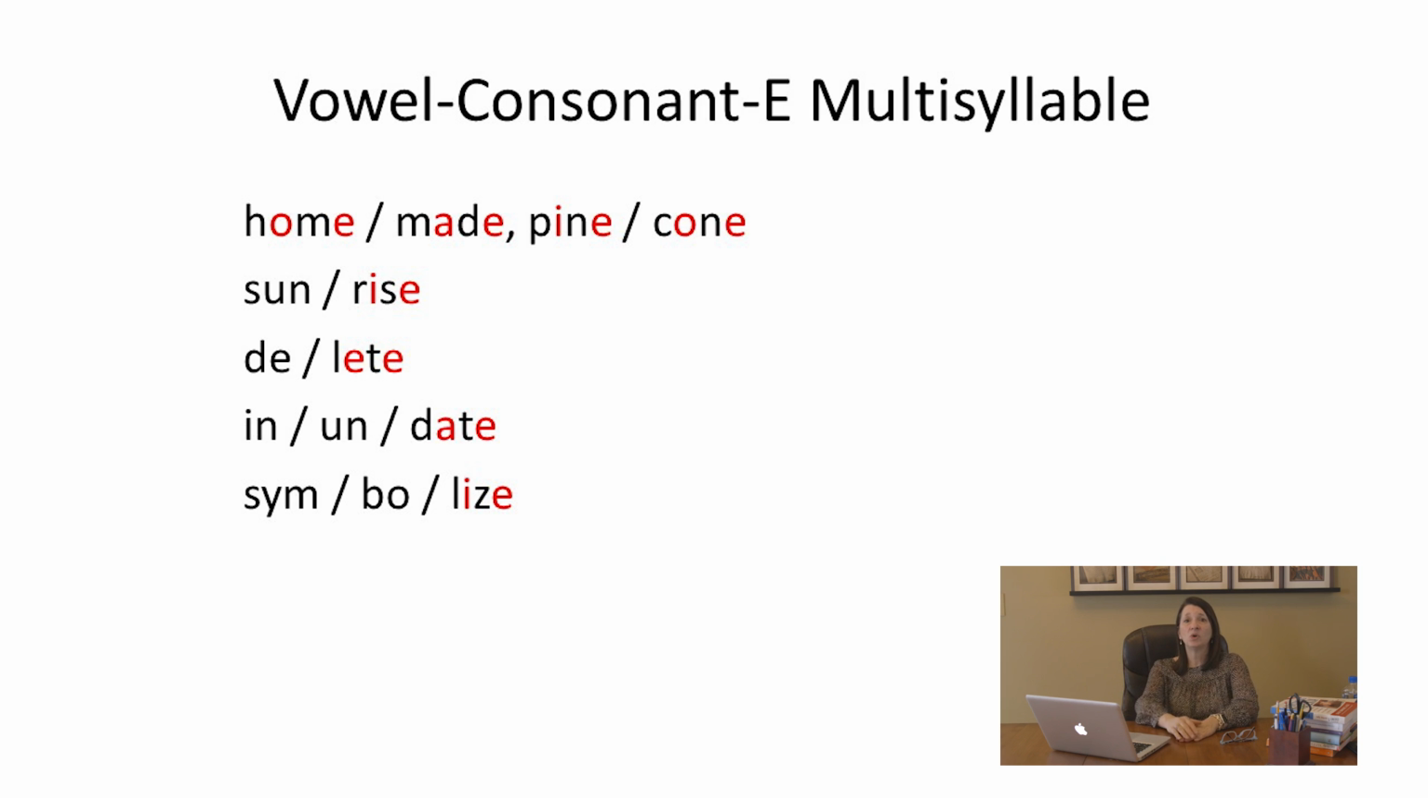We can decode even more multisyllabic words. Again, the top row consists of just silent E. Homemade, pine cone. Sunrise has a closed and a silent E. Inundate: closed, closed, silent E. Symbolize: closed, open, and silent E. There are our three types we've learned.